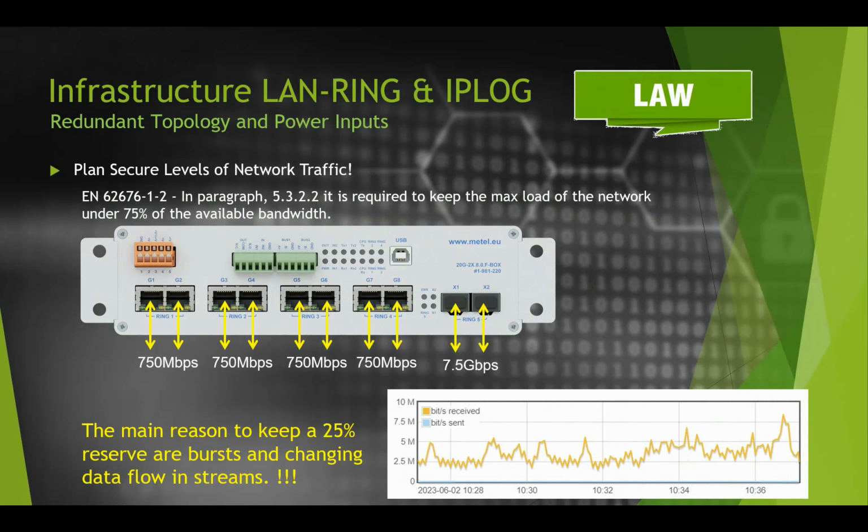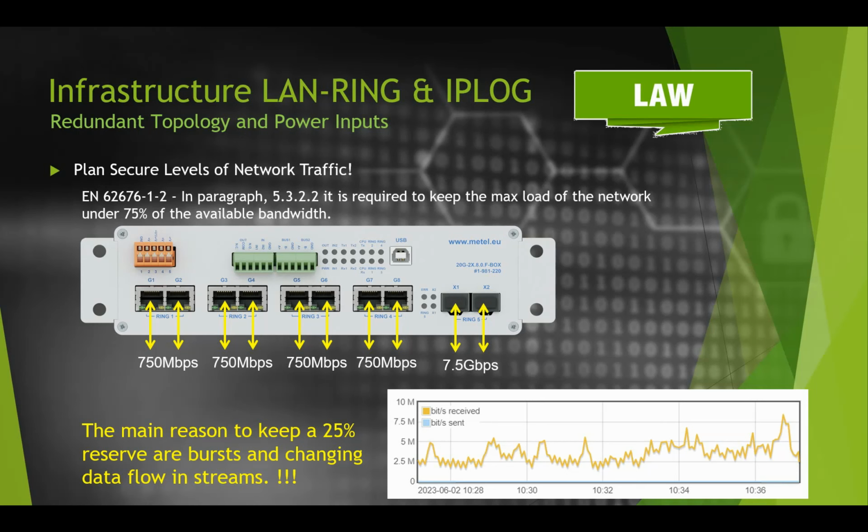Stream sources such as IP cameras and NVRs do not send data evenly, but in so-called bursts. See the chart on the slide. This is also why, in accordance with the EN 62676-1-2 standard, a minimum 25% reserve must be observed when planning the load in individual network segments. If this margin is not respected, there is a risk of port buffers overflowing and Ethernet frames being dropped.